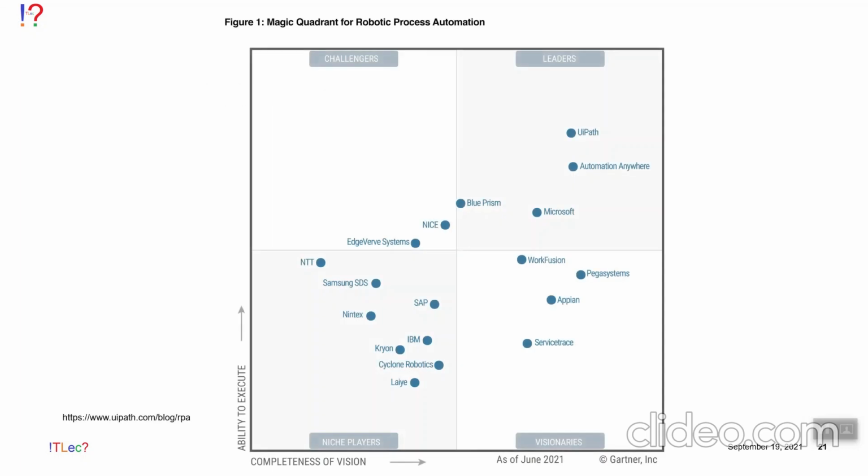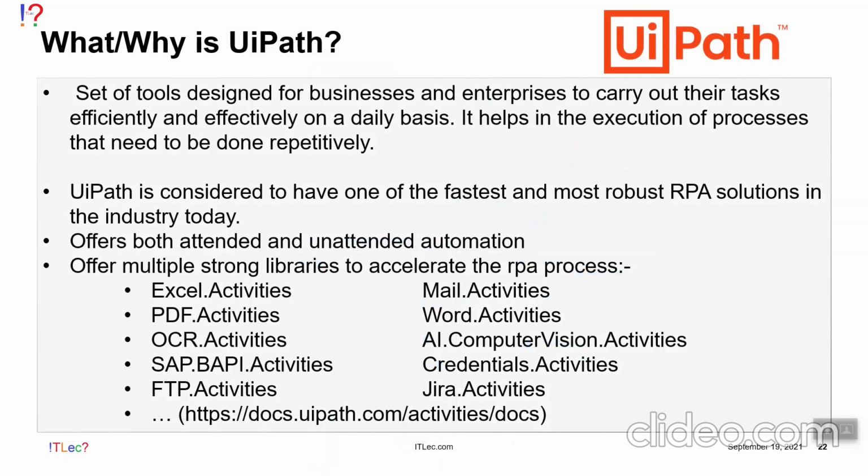Here is the recent graph from Gartner. We can see UiPath at the top, Automation Anywhere under that, Blue Prism, and Microsoft Power Automate. And I am certified as a UiPath Advanced Developer and a Microsoft Power Automate Solution Architect Expert. Okay, so now let's speak about what UiPath is.